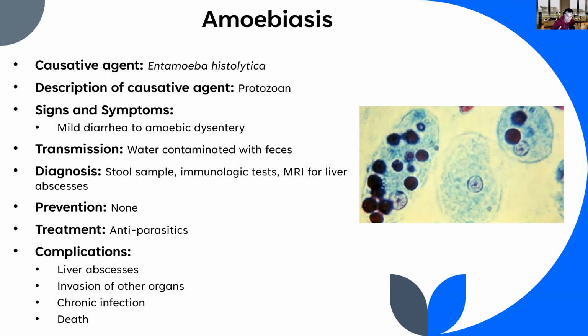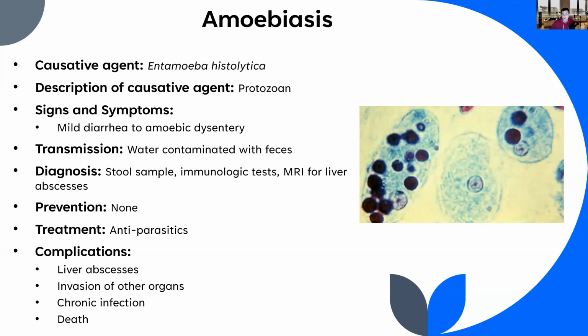Prevention for this is none. Treatment is antiparasitics, but the complications are really problematic. You can get liver abscesses. Essentially, it leaves the intestine, attaches to the liver, and begins to eat your liver, which obviously is fatal. This can also occur for other organs: lungs, heart, pancreas, things like that.